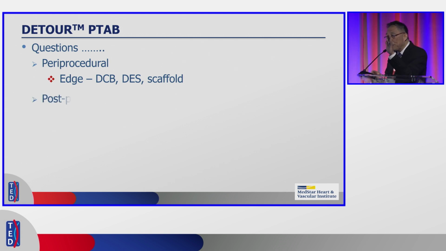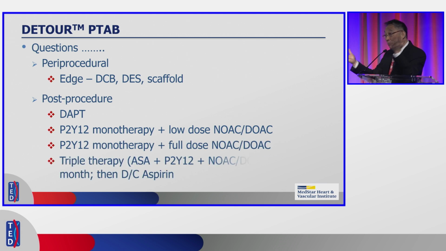Then, of course, after the procedure is DAPT, P2Y12 monotherapy plus low-dose rivaroxaban, or full-dose rivaroxaban, or what we do in the coronaries, we do triple therapy for 1 month, then go to dual therapy with low-dose rivaroxaban. Something we need to basically get an answer, right?